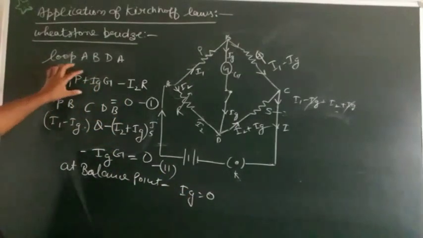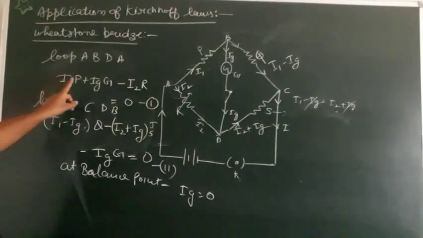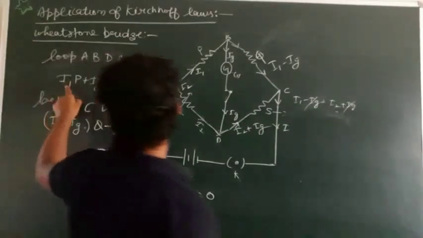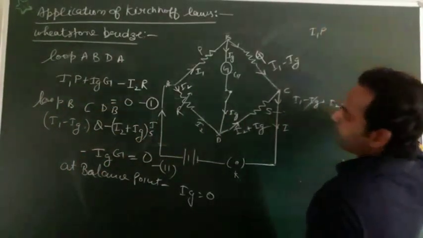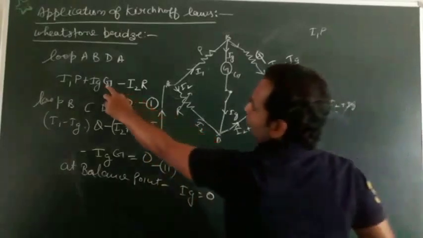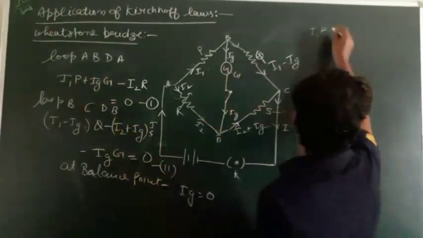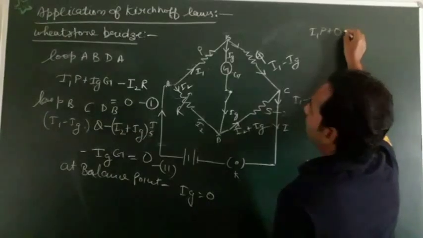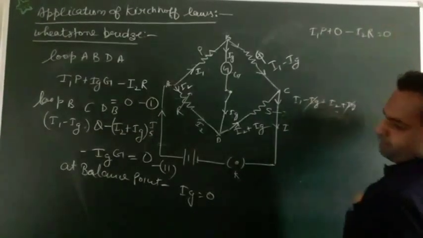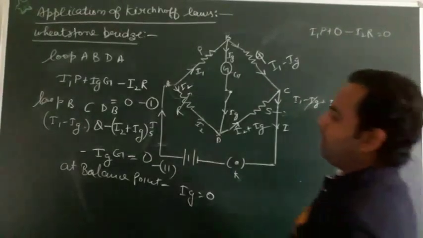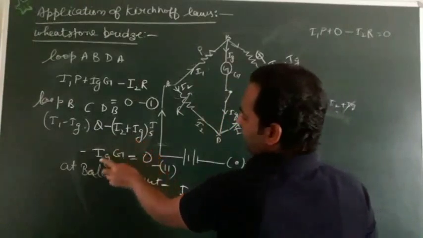Now put the value of Ig in equation 1 and equation 2. What is equation 1? Equation 1 is I1P, plus Ig into capital G. If Ig is 0, then this whole term becomes 0. So plus 0, minus I2 into R is equal to 0. Next, here Ig is 0, here also Ig is 0, and here also Ig is 0.